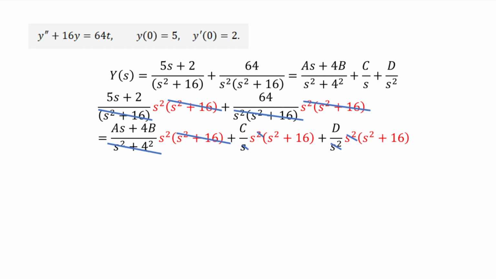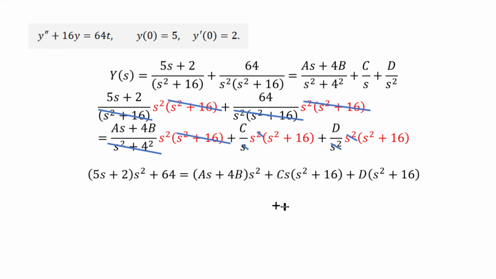So you see a lot of cancellation. s squared plus 16, s squared plus 16, they cancel. This entire thing cancels. These two also cancel. s squared divided by s will just leave you with just s. s squared will cancel. So after all these are canceled, you have a very simple equation to work with. As you can see, it's exactly what's left over after cancellation. Okay, so that's what I wrote down.